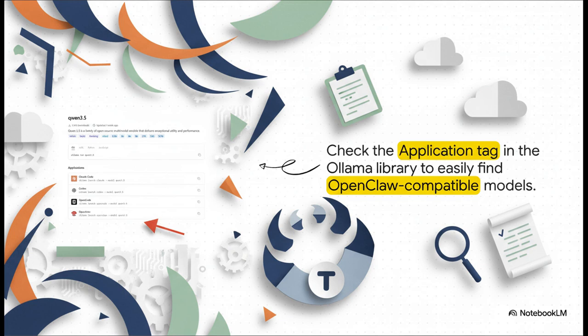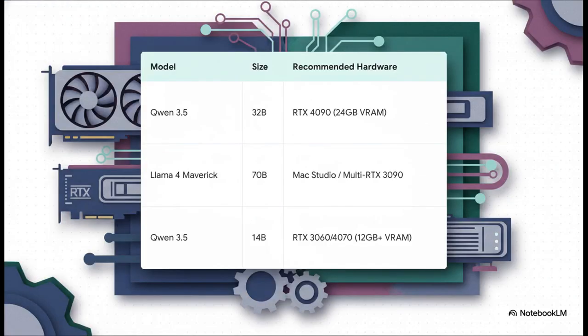The Llama library actually tags the models that support the special tool calling functions OpenClaw needs. See? Right there. Under Applications, it just says OpenClaw. Super simple. And this is the really crucial part. You have options here. You don't need some monster server. Depending on the hardware you've got, you can pick the right model for you. Sure, a big model like Qwen3.5 is awesome if you have an RTX 4090, but you can totally get started with a smaller version on something super common, like an RTX 3060 with 12 gigs of VRAM.